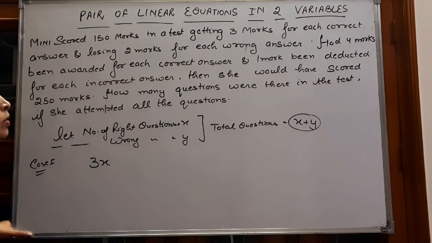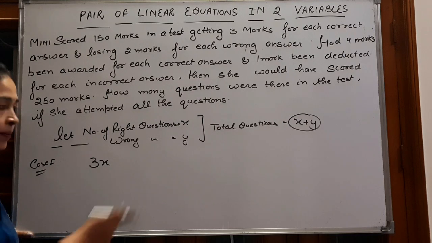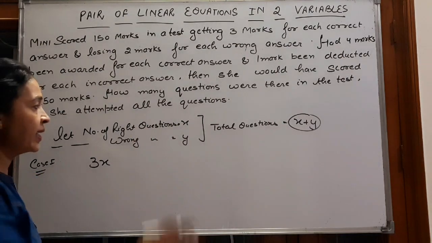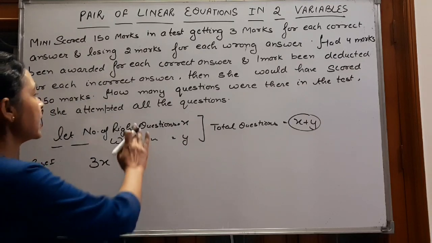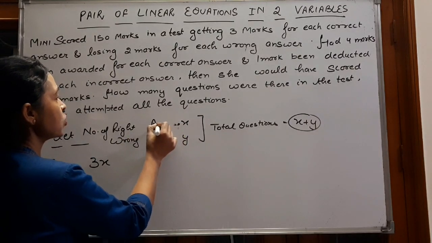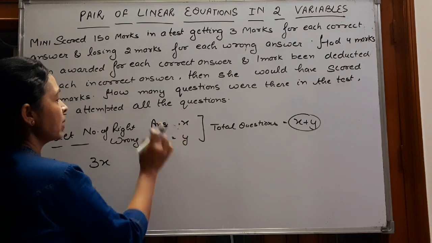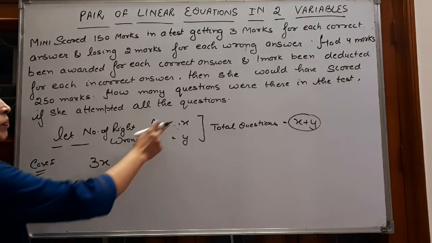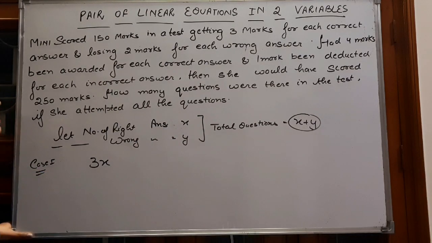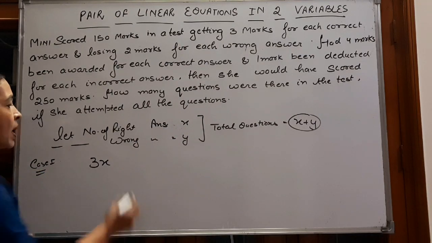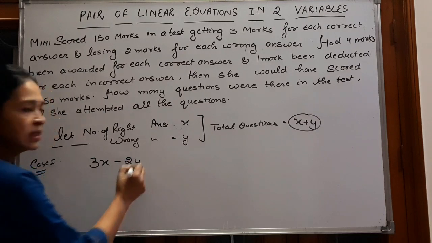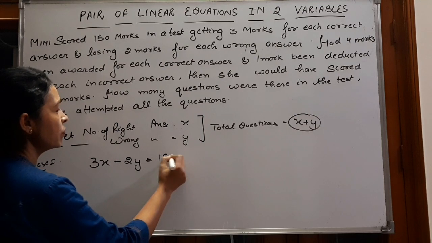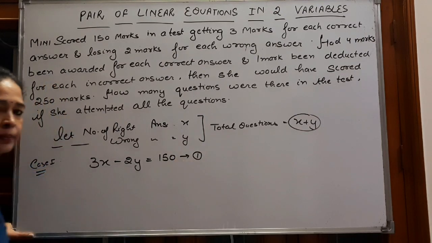For each wrong answer 2 marks will be deducted, that is -2, and the number of incorrect answers or incorrect questions, these are right answers. In place of questions, you can write answers. Now wrong answers were y, and for each wrong answer she was getting -2 marks. For y questions she will get -2y and the total score was 150. This is equation 1.